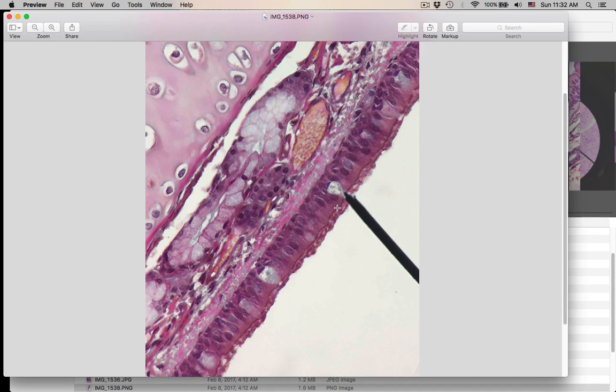Here, this is going to be number 24. The pointer here is at a white cell in this tissue. So what is that cell called again?